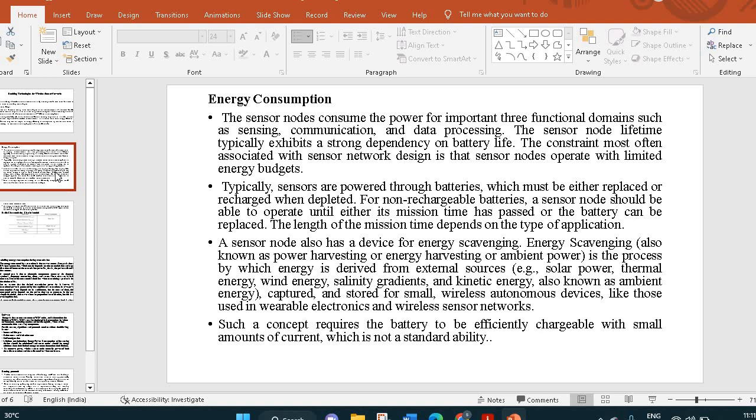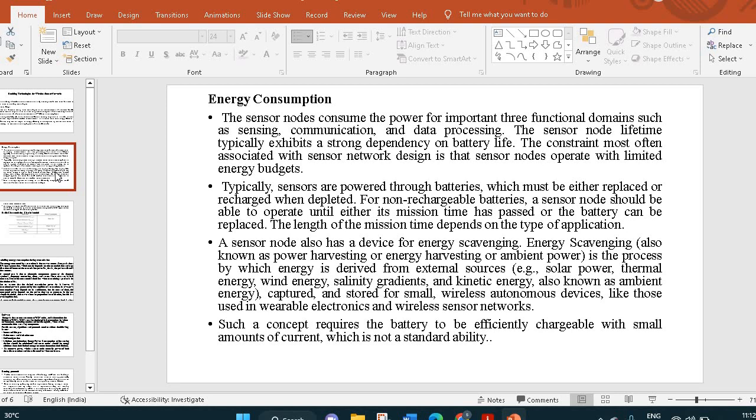Energy consumption. The sensor nodes consume power for three important functional domains: sensing, communication, and data processing. Typically, sensors are powered through batteries, which must be either replaced or recharged when depleted. For non-rechargeable batteries, a sensor node should be able to operate until either its mission time has passed or the battery can be replaced. The length of the mission time depends on the type of application.